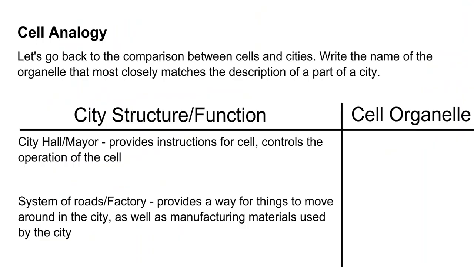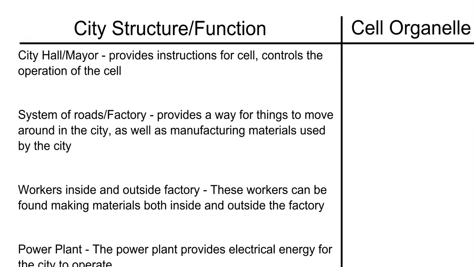So let's try and finish an analogy that we kind of weakly started a little bit earlier. Let's go back to the comparison between cells and cities. Write the name of the organelle that most closely matches the description of a part of a city. So, which organelle do you think would be like the city hall or the mayor? Provides instructions for the cell, controls the operation of the cell.